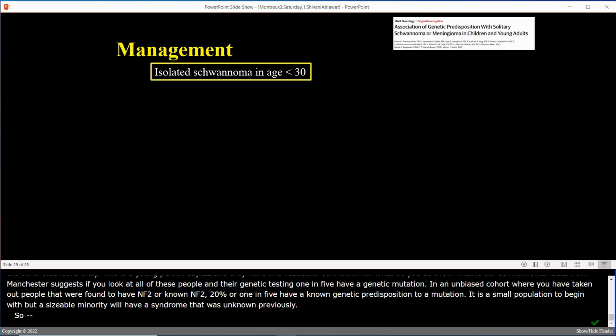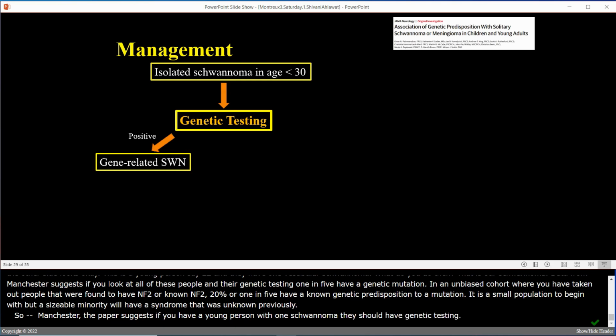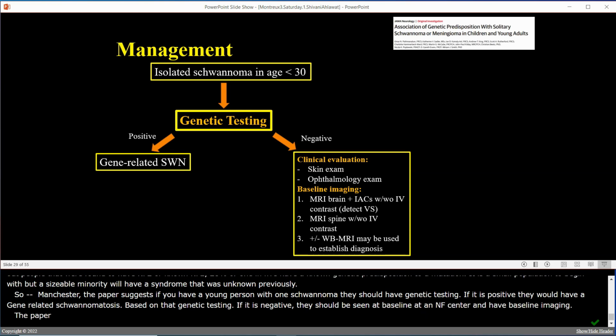So this Manchester paper suggests that if you have a young person that has one schwannoma, they should have genetic testing. If it's positive, then they would have a gene-related schwannomatosis based on that genetic testing. If it's negative, they should be seen at baseline at an NF center and then have some baseline imaging. The paper suggests doing high-resolution brain MRI to look for vestibular schwannomas on the other side and the entire spine from top to bottom with and without contrast.